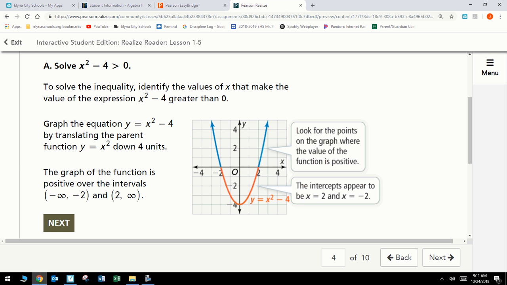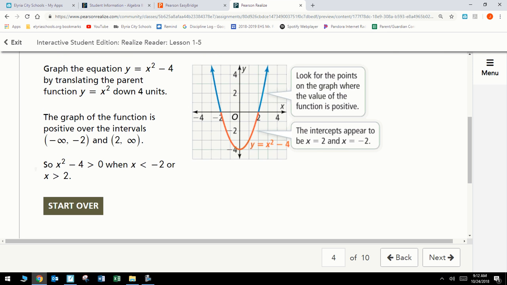Exactly. So when we're talking about whether the function is positive, we're talking about where the y values are positive. The y values are the function values. So this is asking what values of x give me positive y values. When is this greater than 0? All values before negative 2, my y values are greater than 0. After 2, the values are greater than 0. Between negative 2 and 2, the values of my graph are below 0.